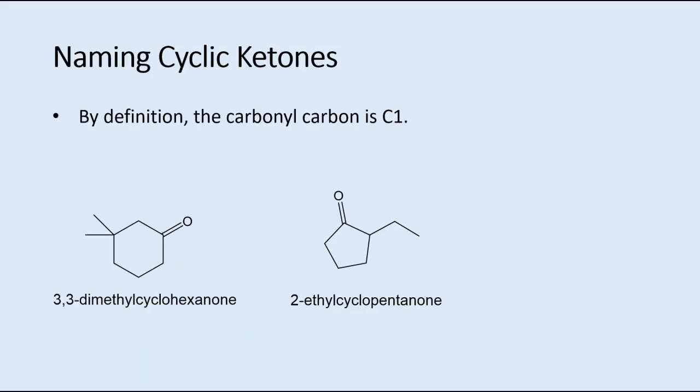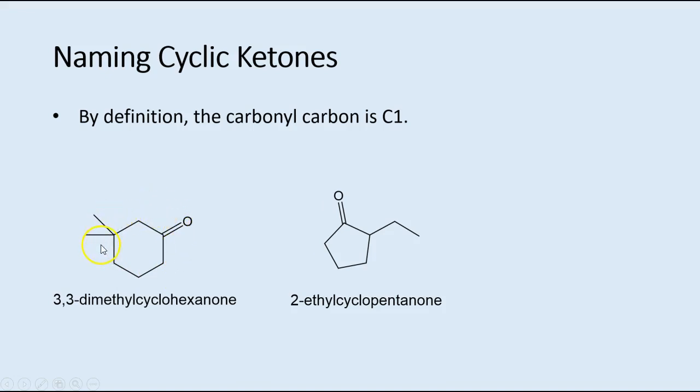Now let's consider some reactions. I'm sorry, but before we do that, let's talk about naming cyclic ketones. There are no cyclic aldehydes in which the carbonyl carbon is part of the ring, because remember, an aldehyde always has to have a hydrogen attached to the carbonyl carbon, and so that would break the ring. So between aldehydes and ketones, the only one that can be cyclic is ketones.